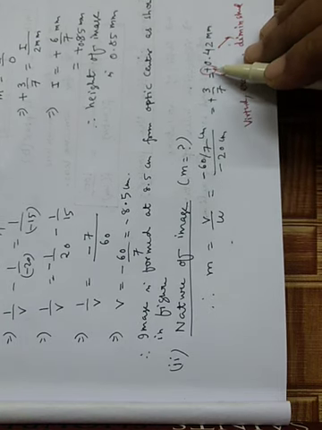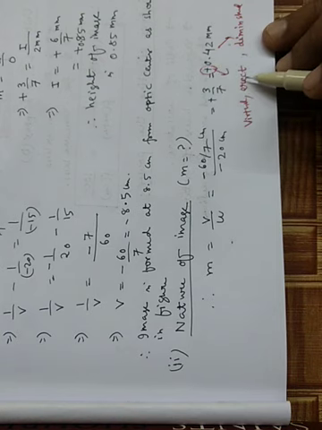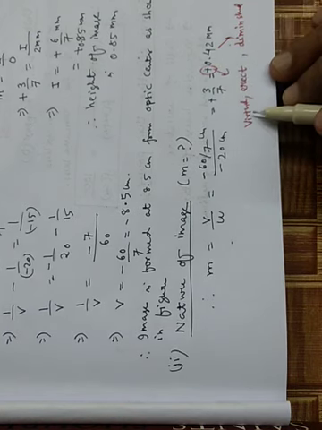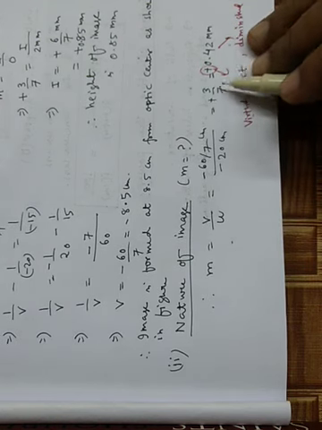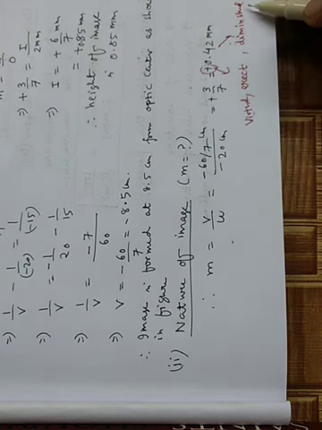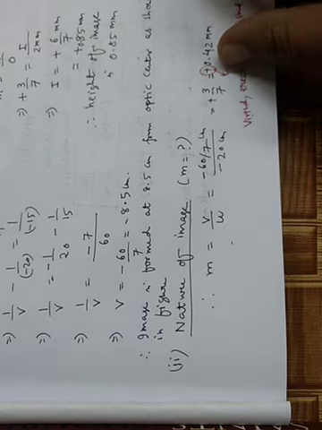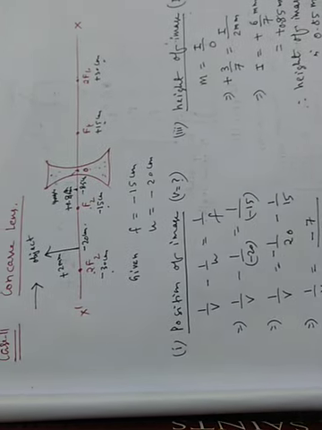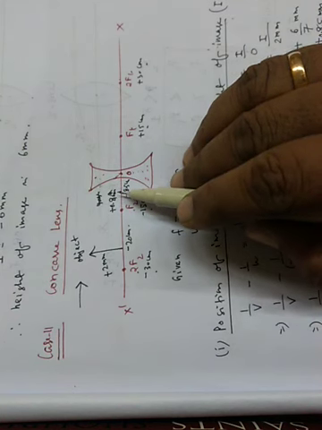First you mark this answer is plus. Plus means it is erect. As the image is erect, hence the nature of the image should be virtual. Again you see its numerical value 3 by 7, that means 0.42, that is less than 1. Hence the nature of the image is diminished. So the nature of the image is virtual, erect and diminished. That we have marked here. Nature is virtual, erect and diminished.